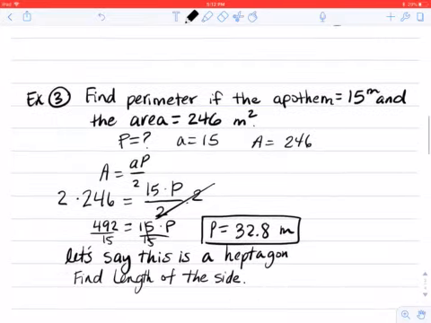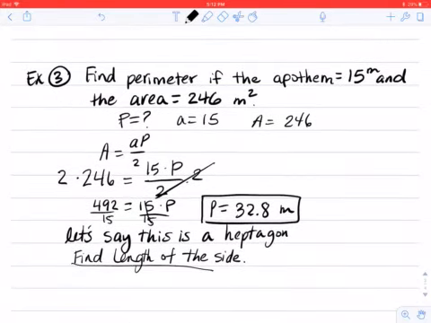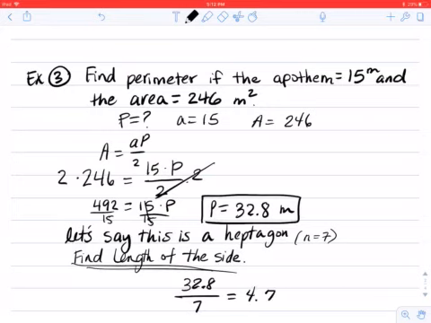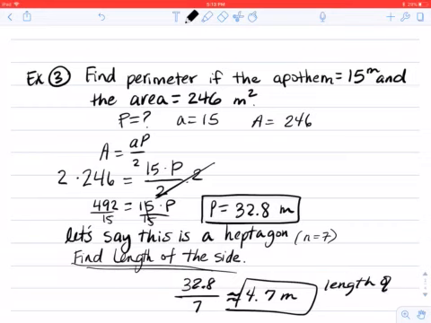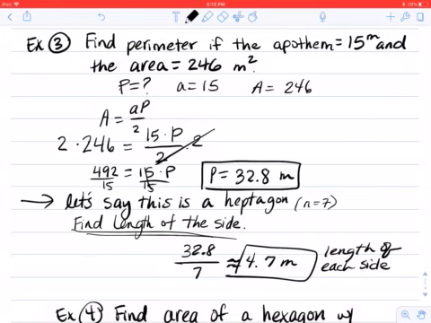Happy days. But if I did give you the shape, let's say this were a heptagon, find the length of the side. So heptagon means it has 7 sides. And if my perimeter is 32.8, all I need to do is take the perimeter, 32.8, sorry, and divide by how many sides there are, so 7, and that will give me the length of each side. So that's approximately 4.7 meters. So that is the length of each side. So that's just a second part to that example.